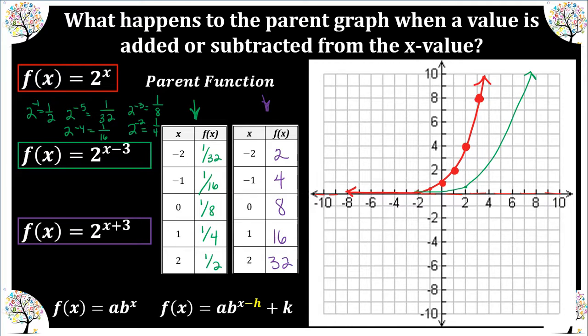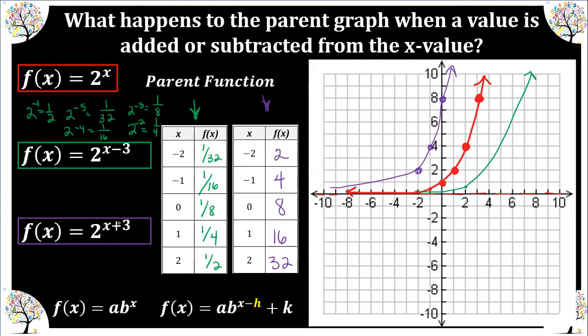So let's graph as many points as we can with our limited amount of coordinate plane. So I have -2, 2. I have -1, 4. We have 0, 8. And that's about all we can plot on this coordinate plane. But you can see that our graph has been shifted to the left.